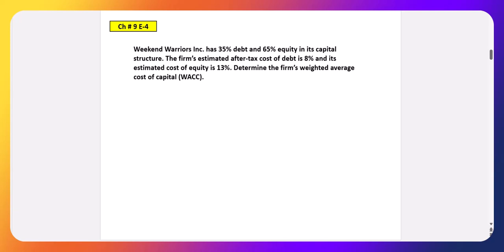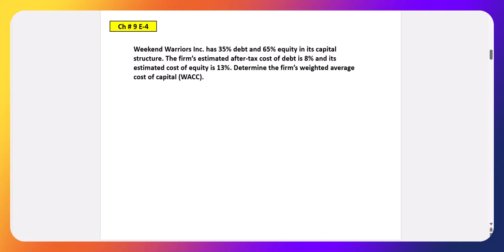Exercise 4. Weekend Warriors Inc. has 35% debt and 65% equity in its capital structure. Remember always that the capital structure, when we calculate it for debt and equity, must always equal 1. The firm's estimated after-tax cost of debt is 8%. Whenever we calculate the cost of debt, we must take out any tax effect. And its estimated cost of equity is 13%. Determine the firm's weighted average cost of capital.